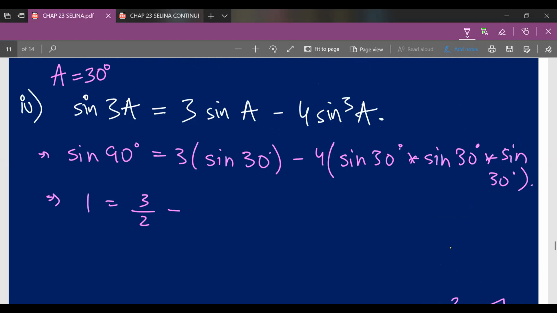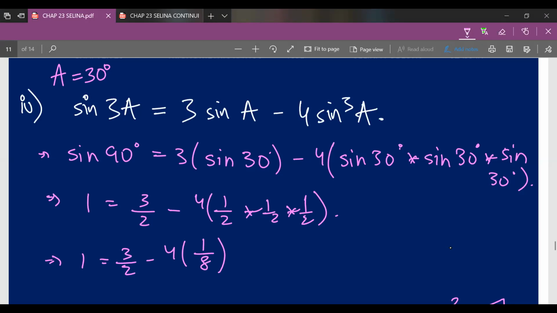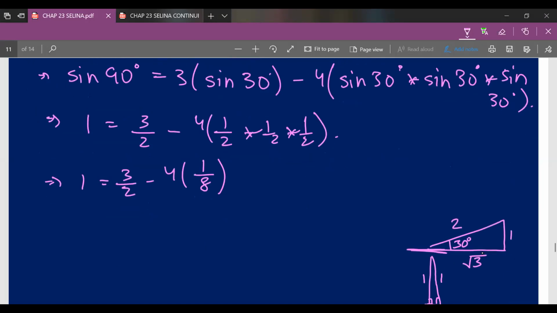Minus 4 into sin 30 degree cube. Now sin 30 degree is 1 upon 2, so therefore I'll replace the values. So sin 30 degree cube will be 1 upon 2 into 1 upon 2 into 1 upon 2, and I'll leave the LHS as it is, equal to 3 upon 2 minus 4 into 1 upon 8, because 2 into 2 is 4, 4 into 2 is 8. So 3 upon 2 minus 4 into 1 upon 8 will be 1 upon 2.